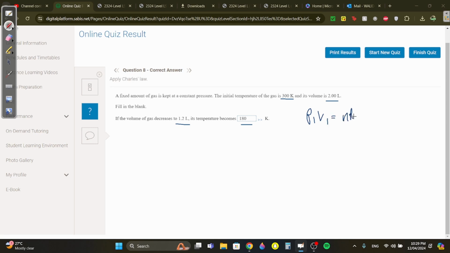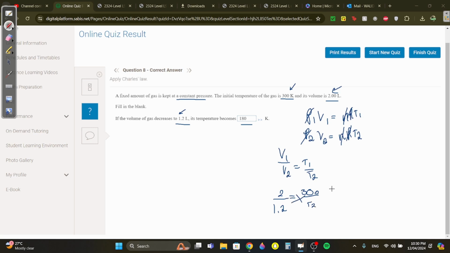P1 V1 equals nRT1, and then P2 V2 equals nRT2. Let's cancel moles with moles since they didn't mention it, R with R always. They're saying constant pressure, so we cancel P with P. So you get V1 over V2 equals T1 over T2. V1 is 2, V2 is 1.2, T1 is 300. We want T2. You cross multiply and you should get T2. Do you get 180? Yeah, you get 180.